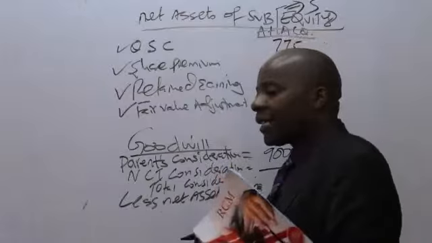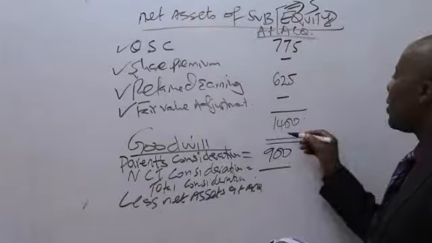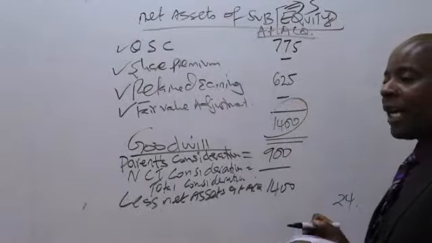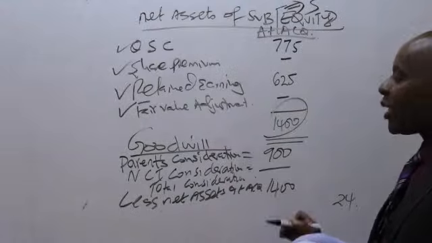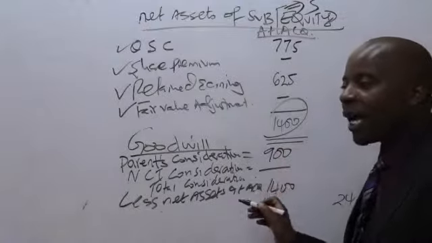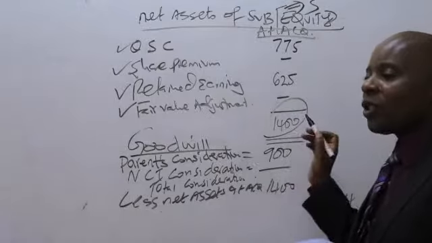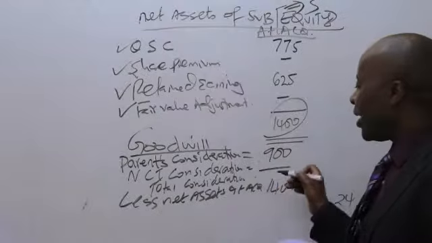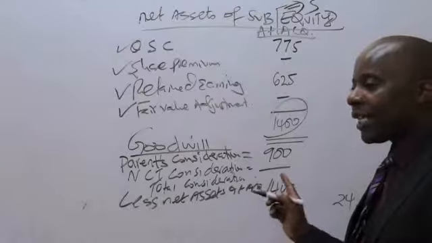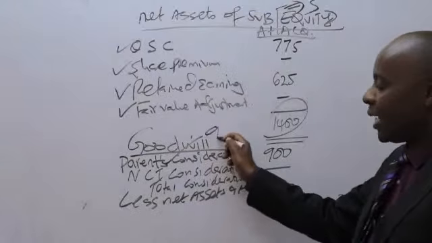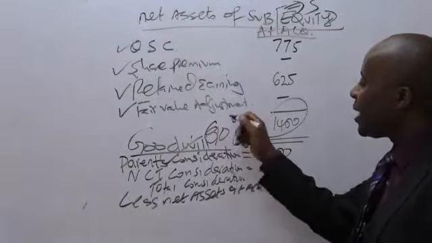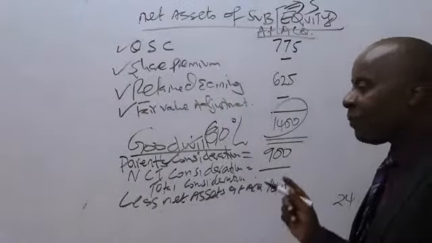Are you able to see the net assets at acquisition? The net assets at acquisition are these, 1,400. So you look for the fair value of NCI. And if there is no fair value, you go straight to the proportionate. Remember here the parent owns 60% of S, sorry.